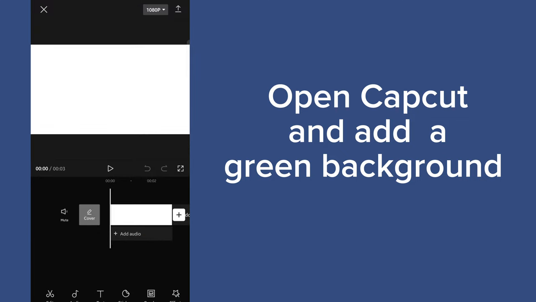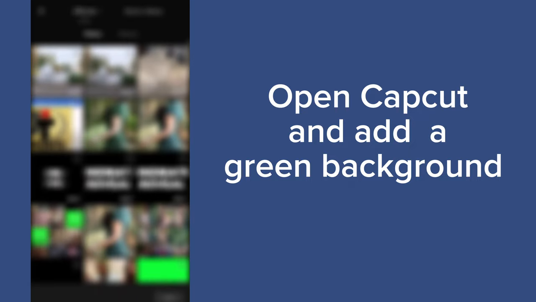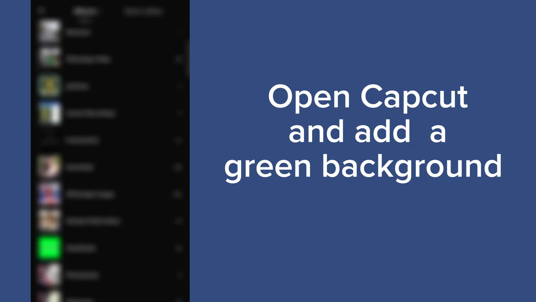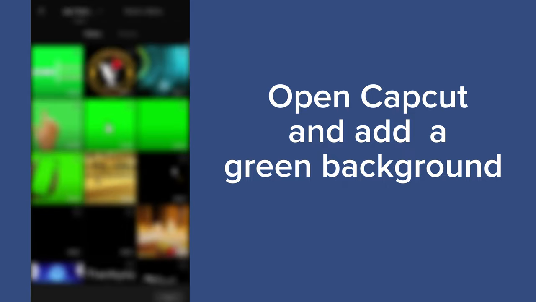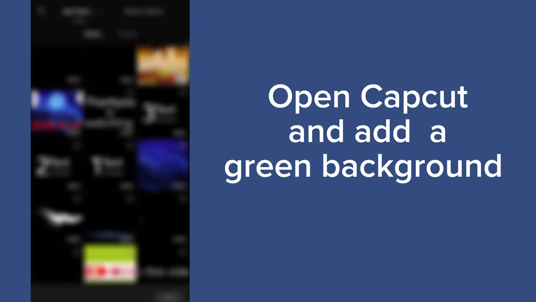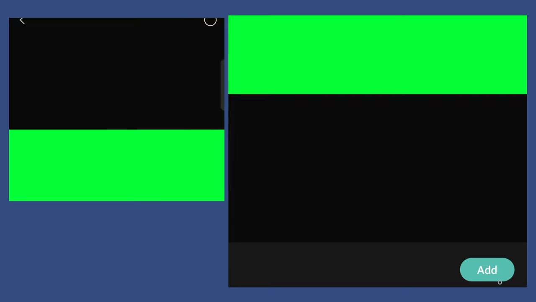Open CapCut and add a green background. We are going to create the text video first on the green background, so that we can use it for our editing. Once you create the text video, save it. You can choose whatever resolution you like when you save it.